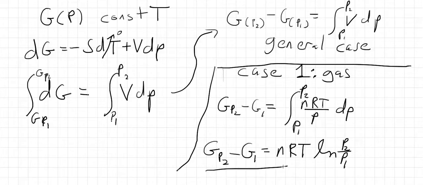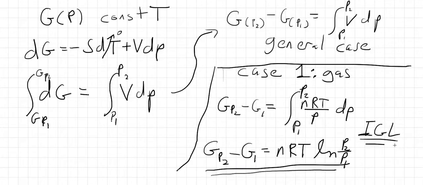So if we just want to see how the Gibbs function of a gas changes, and we did invoke the ideal gas law, so we better say that we're talking about a gas that's behaving ideally, there's a simple expression for how the Gibbs function will change. And we can see that if the second pressure is higher than the first, then this ratio is greater than 1, and this whole term is positive, and our Gibbs energy goes up. So our Gibbs energy goes up when we increase the pressure. That was for a gas.